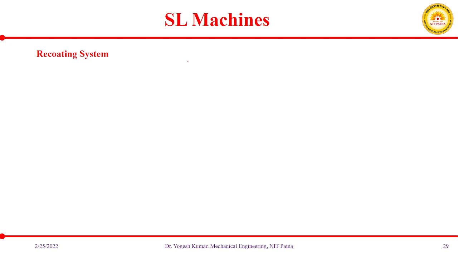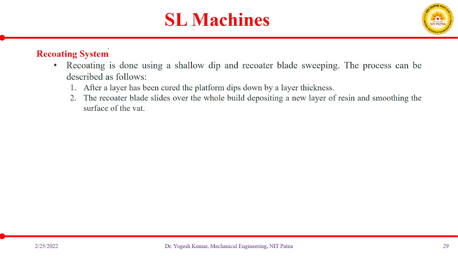In the case of the recoating system, recoating is done using a shallow dip or recoater blade sweeping. The process can be described as follows. After a layer has been cured, the platform dips down by a thin layer. So, this has already been discussed above. The recoater blade slides over the whole build, depositing a new layer of resin and smoothing the surface of the bed.